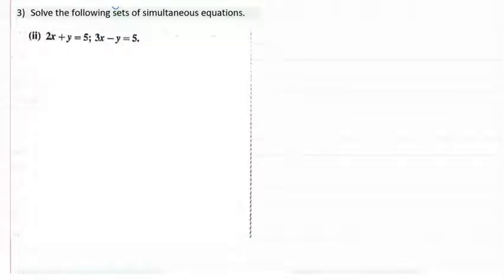Now let us move on to sub-question number 2. Here we have equation 2x plus y is equal to 5. Let's number that as equation 1. 3x minus y is equal to 5. Let's number this as equation 2.